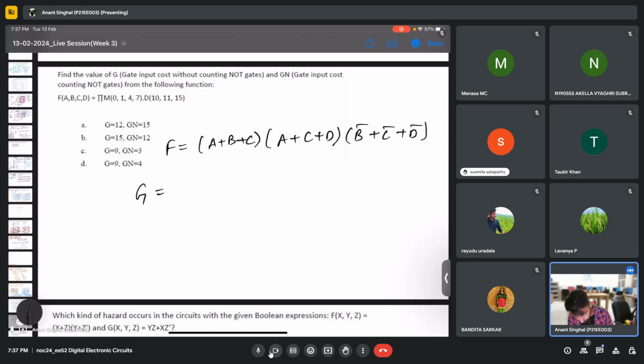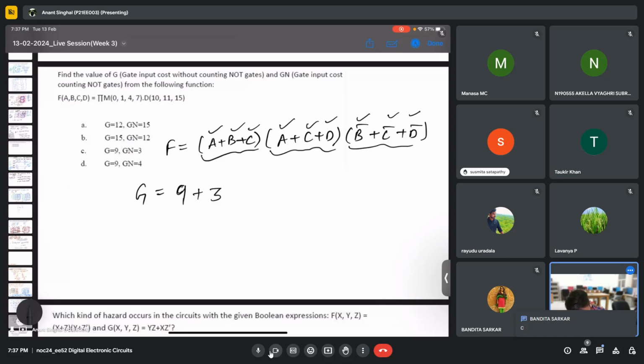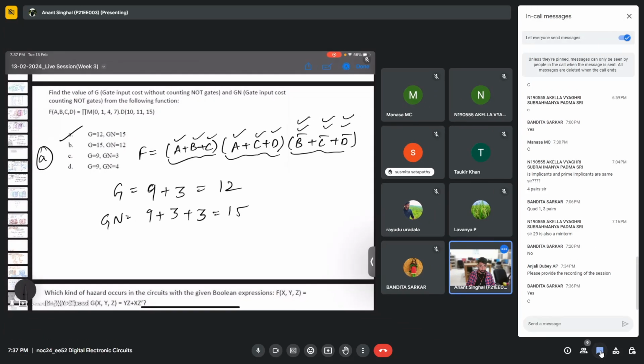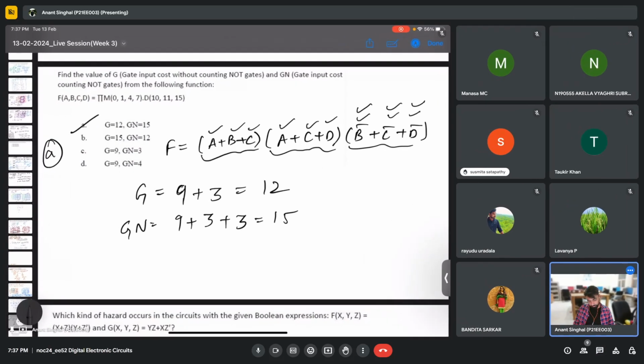So I'm writing the gate cost now. There are 1, 2, 3, 4, 5, 6, 7, 8, 9 literals because nothing is common. Then we have 3 terms, so this will be 12, the direct gate cost. And if I count the NOT gates also, it will be the terms plus literal cost, and there are 3 NOT gates required, so it will be 15. So option A will be correct. Is there any doubt? Anyone have any doubts in this?